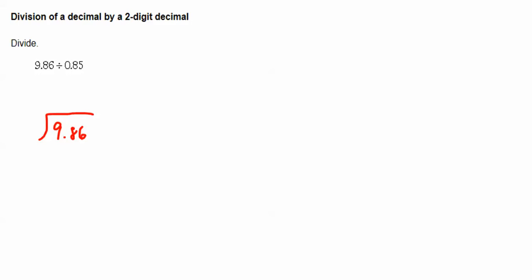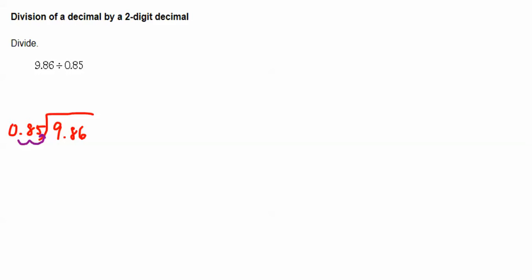So we're going to set that up. 9.86 divided by 0 and 85 hundredths. When you divide, the number outside the division problem needs to be a whole number. In order to do that, we're going to move that decimal point to the right until it becomes a whole number. In this case, we have to move it 2 times, and then it becomes the whole number 85.